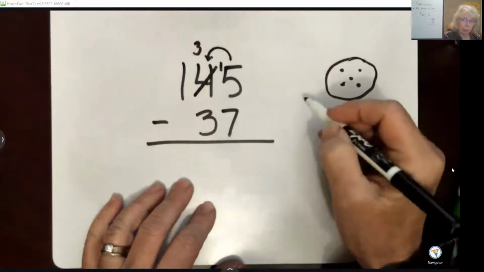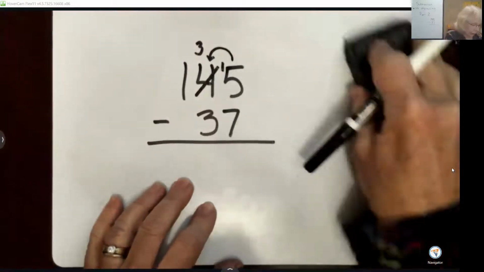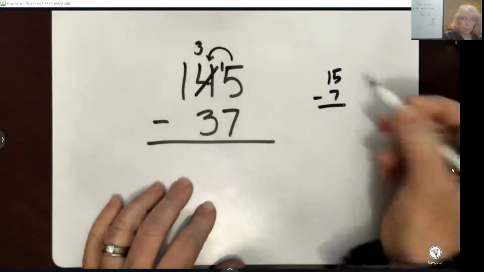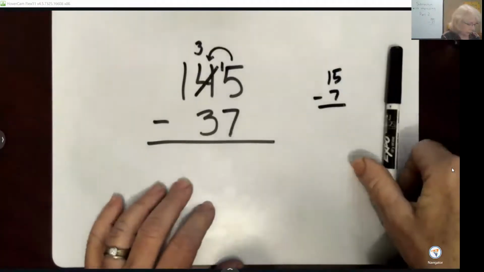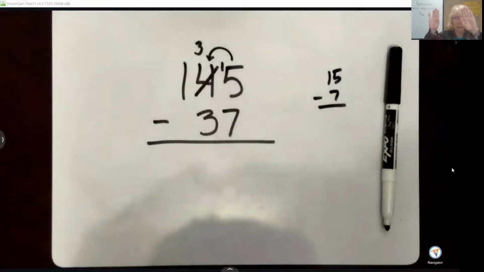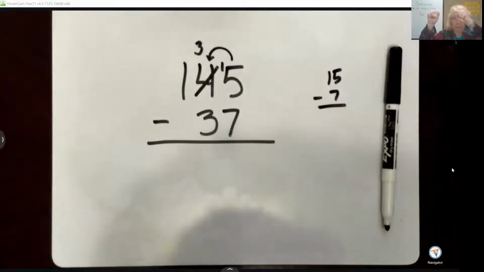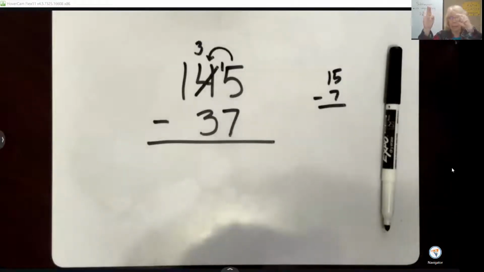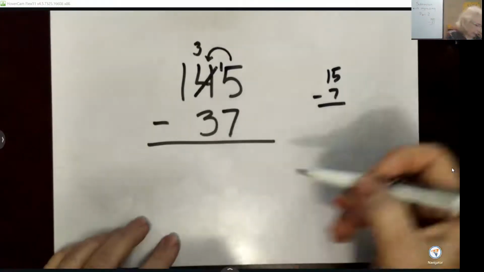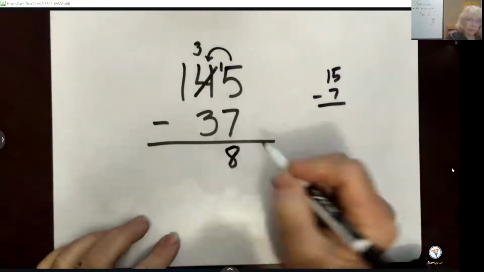Now we have the problem, which is, if I put it over here on the side, 15 take away 7, which we did problems like that in our first video. So if you can see me up in the corner, we're going to start with 7 and count up to 15. 7, 8, 9, 10, 11, 12, 13, 14, 15. And how many fingers am I holding out? 8. So my answer here is 8.